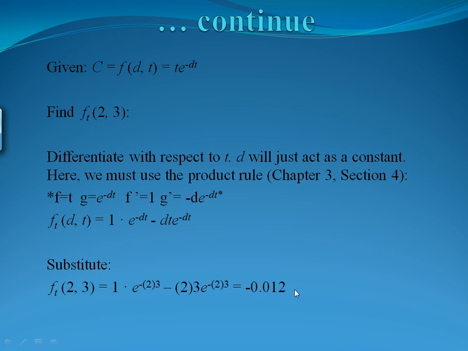0.012. So again, when you take partial derivatives, they don't have to be polynomials, and you're going to do the derivatives the same as we were before. You just have to remember which variable you're counting as a constant.